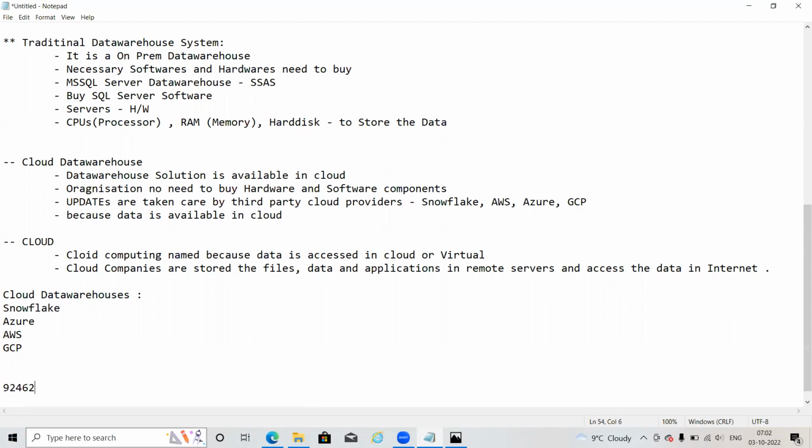So from tomorrow onwards, we will start the core SQL concepts, core Snowflake concepts. We discussed today's traditional and very basic knowledge on cloud data warehouse. From tomorrow onwards, we will start Snowflake concepts. Same, we will meet at 10:30.